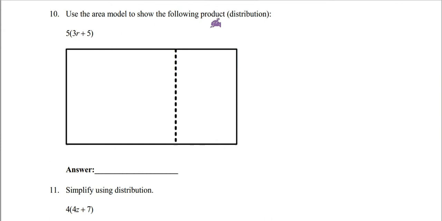So use the area model to show the following product. So we've done this before. This is a 5 by 3r plus 5 rectangle. This side will be 5. From here to here is 5. And this side will be 3r plus 5. This part is 3r, and this part is 5. Doesn't look to scale, but none of my drawings ever do. So this side is 3r plus 5.